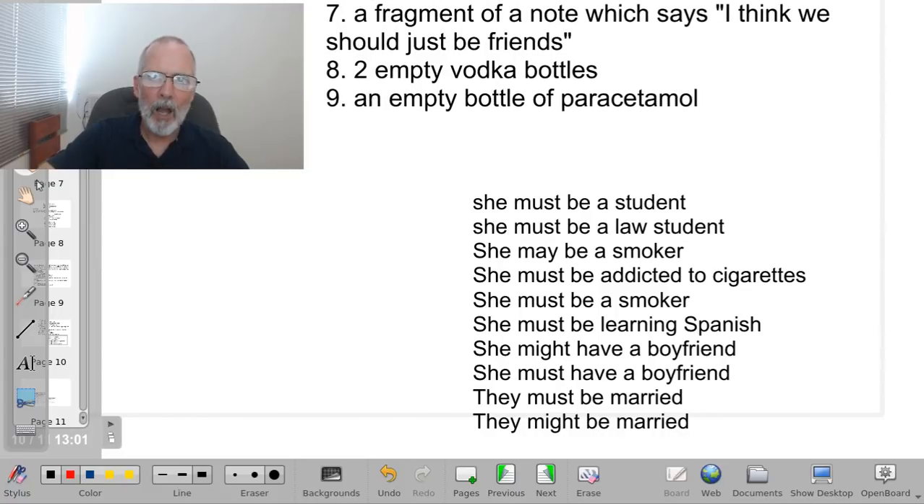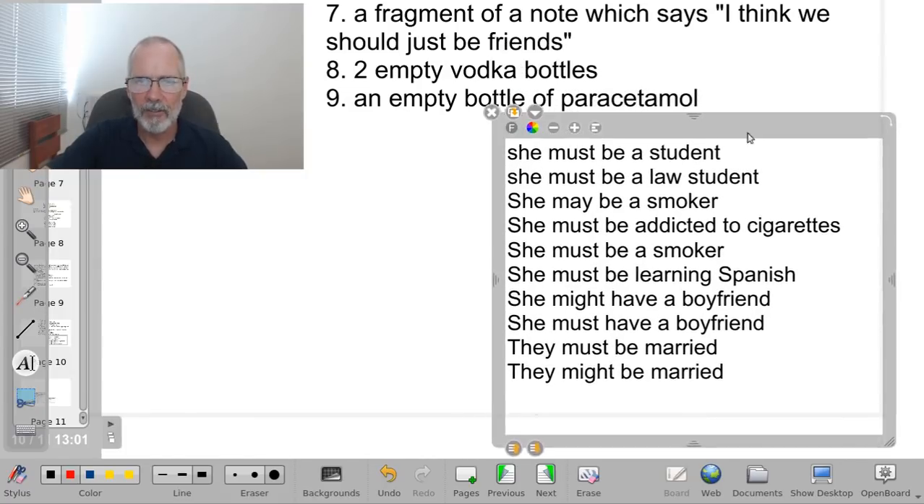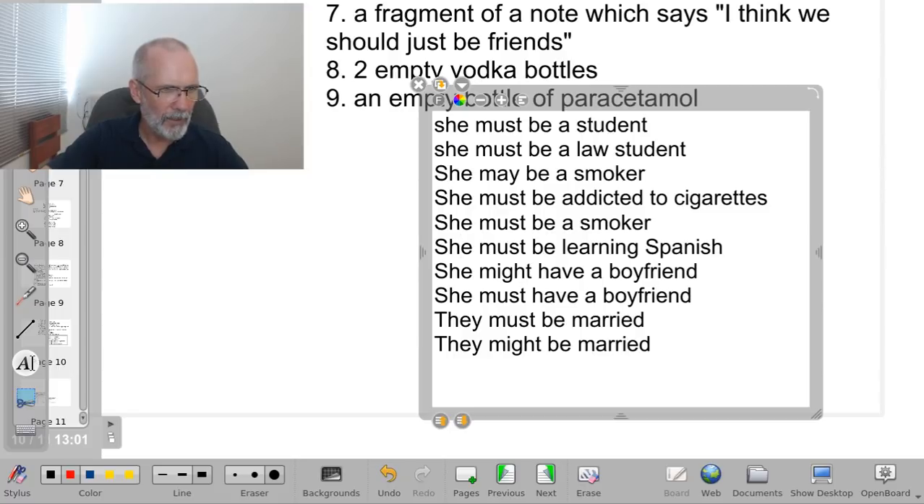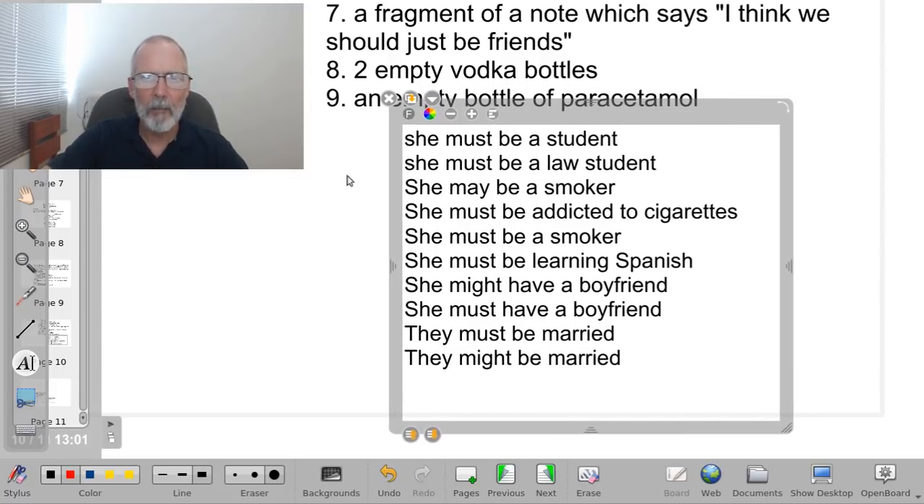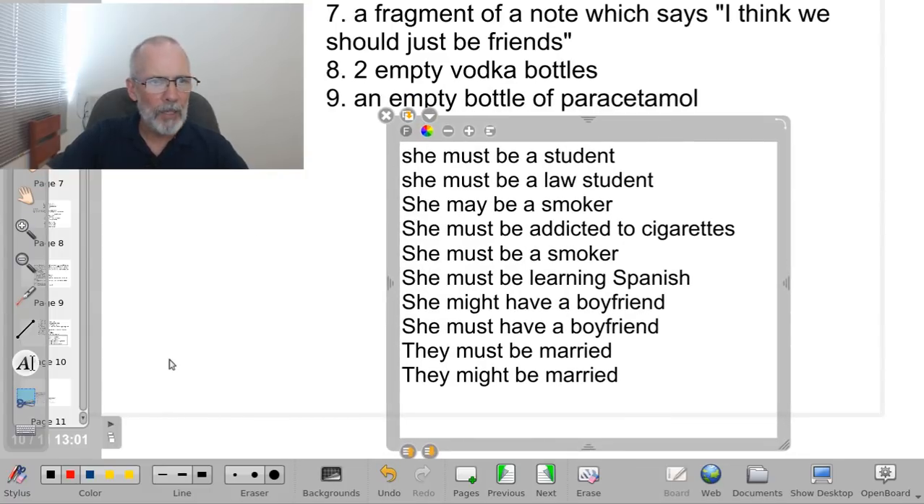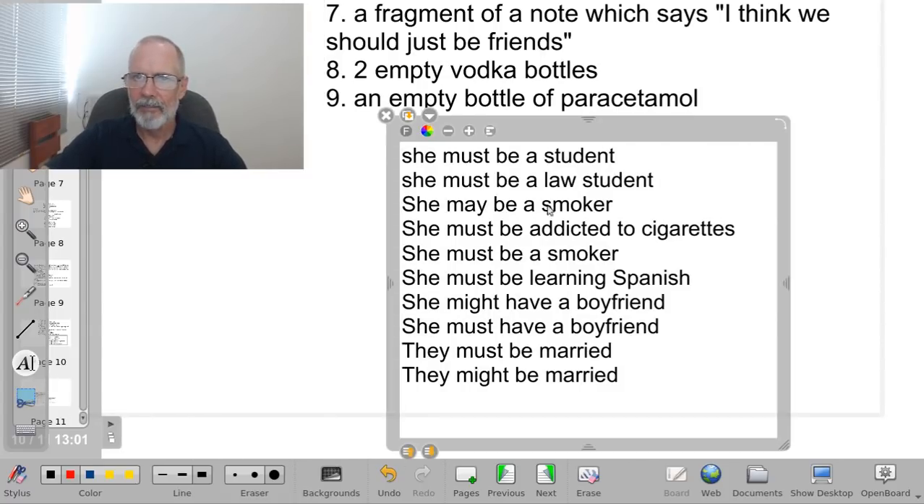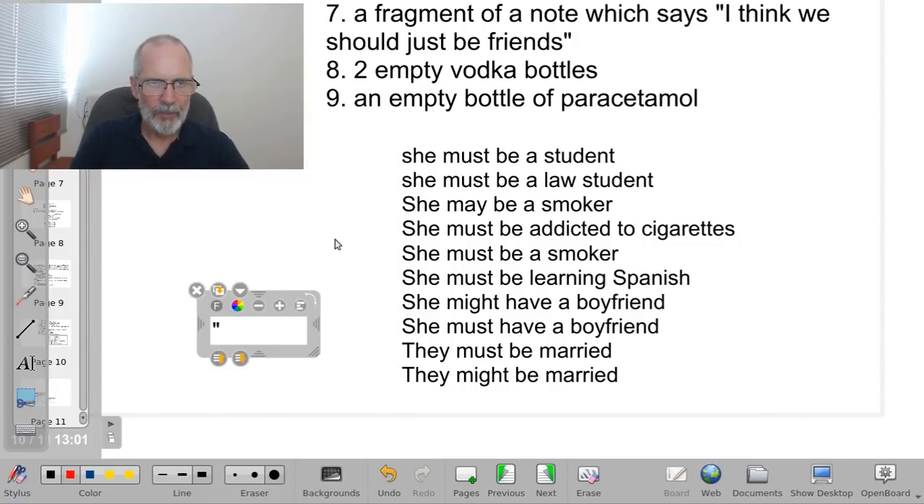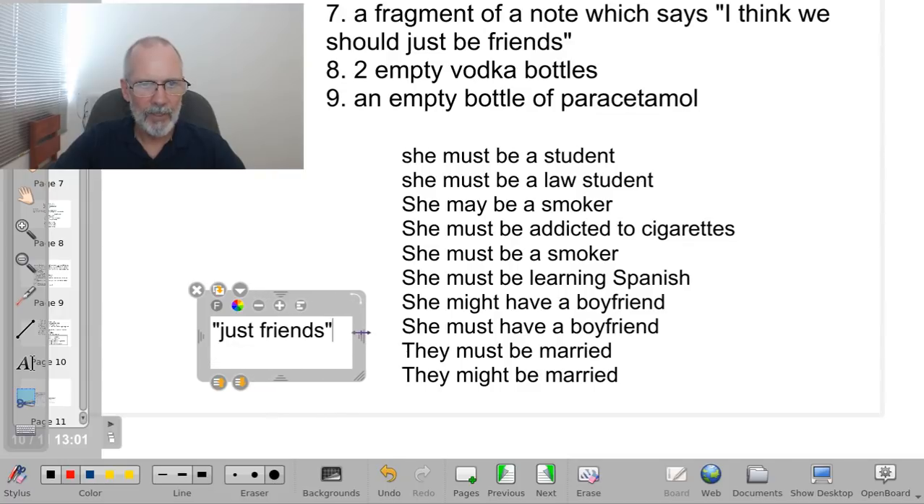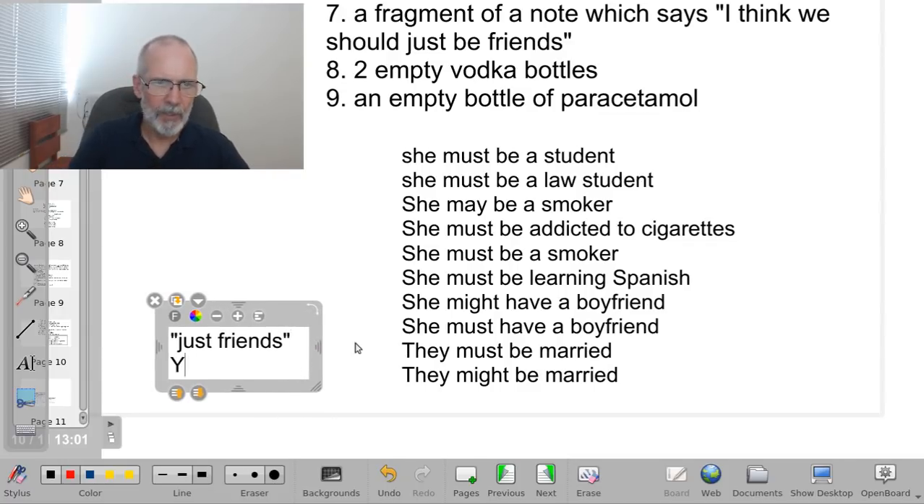The next one. A fragment of a note which says, I think we should just be friends. Very sad. In English, when somebody says to you, let's be friends, or let's just be friends, or just friends, it's normally very sad. Has anybody ever said to you, just friends? Very sad. And when somebody does that, we say, you are in the friend zone.